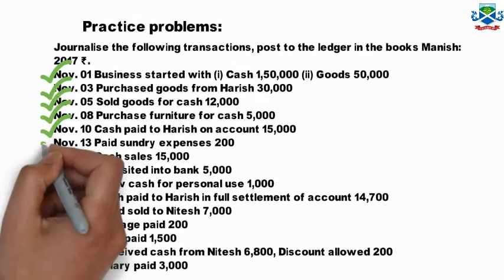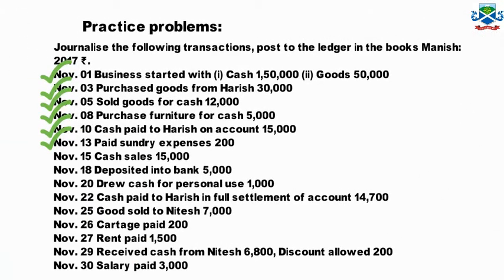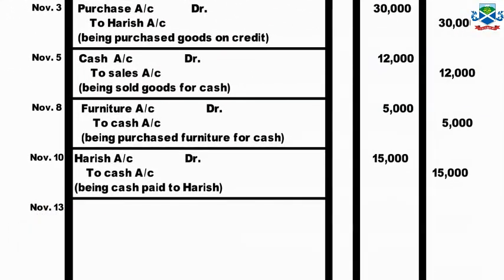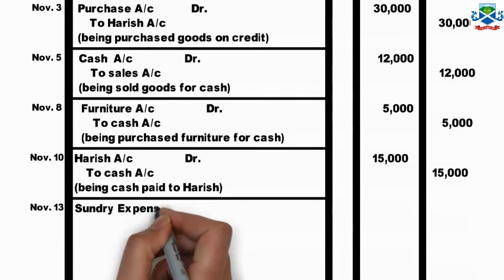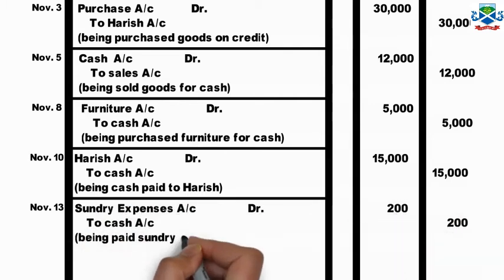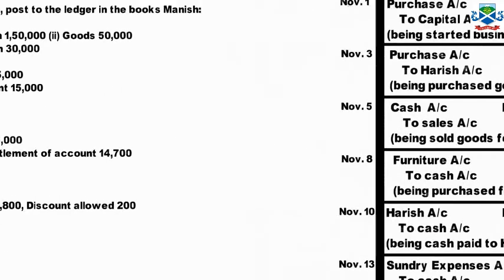Next journal entry for the transaction is cash paid sundry expenses rupees 200. So sundry expenses debit to cash, as it is an expense, nominal account, all expenses are debit. So sundry expenses account debit, cash is real account and goes out, that's why credit. So sundry expenses account debit to cash 200, being paid sundry expenses.